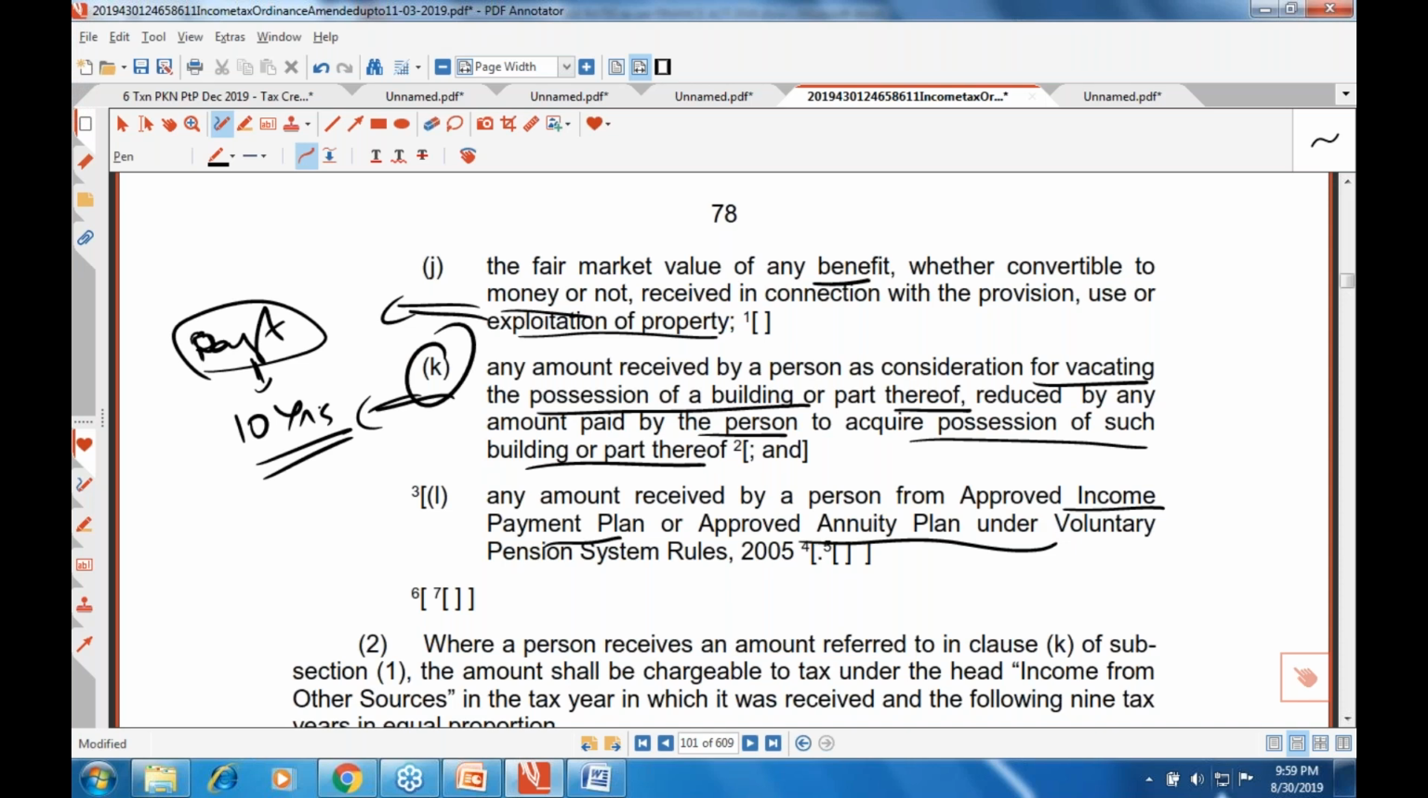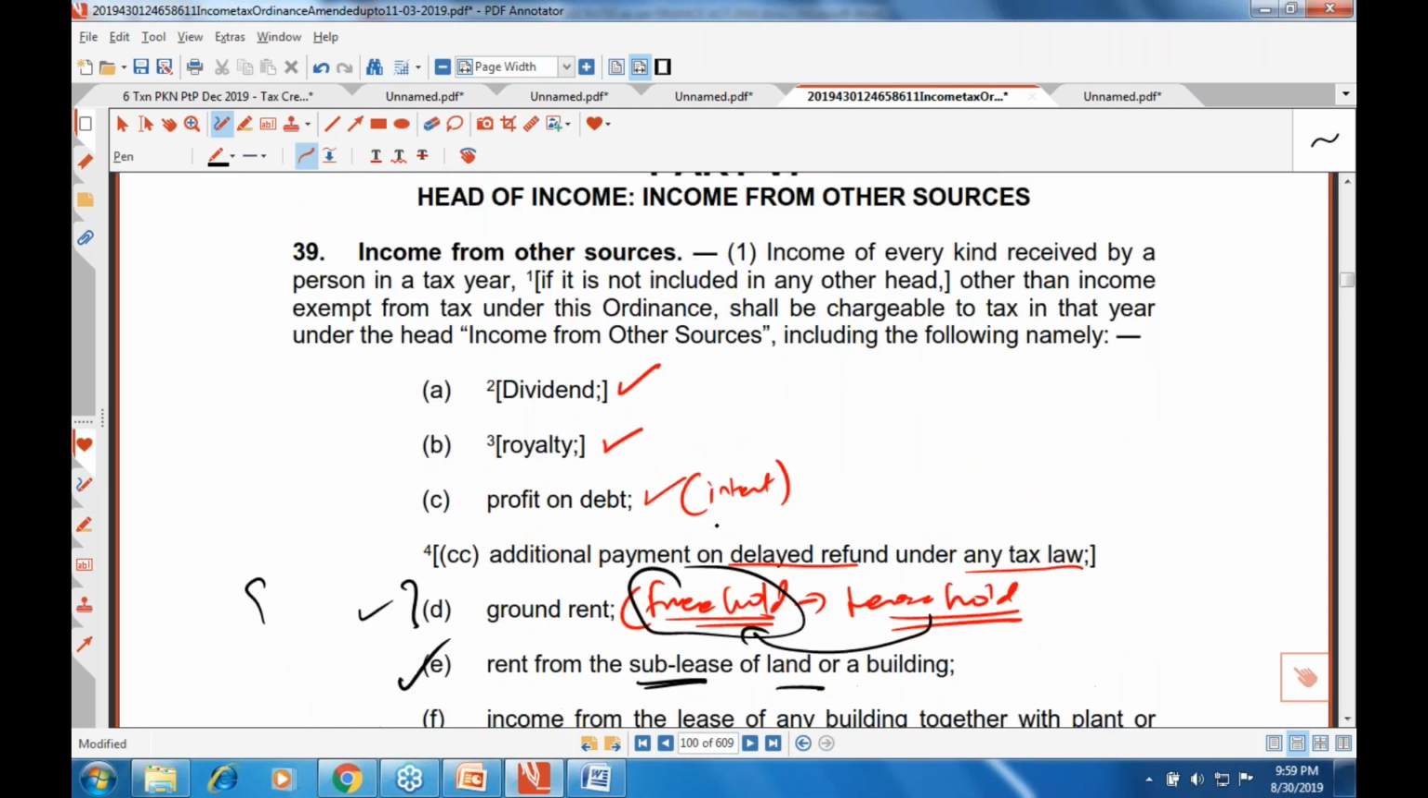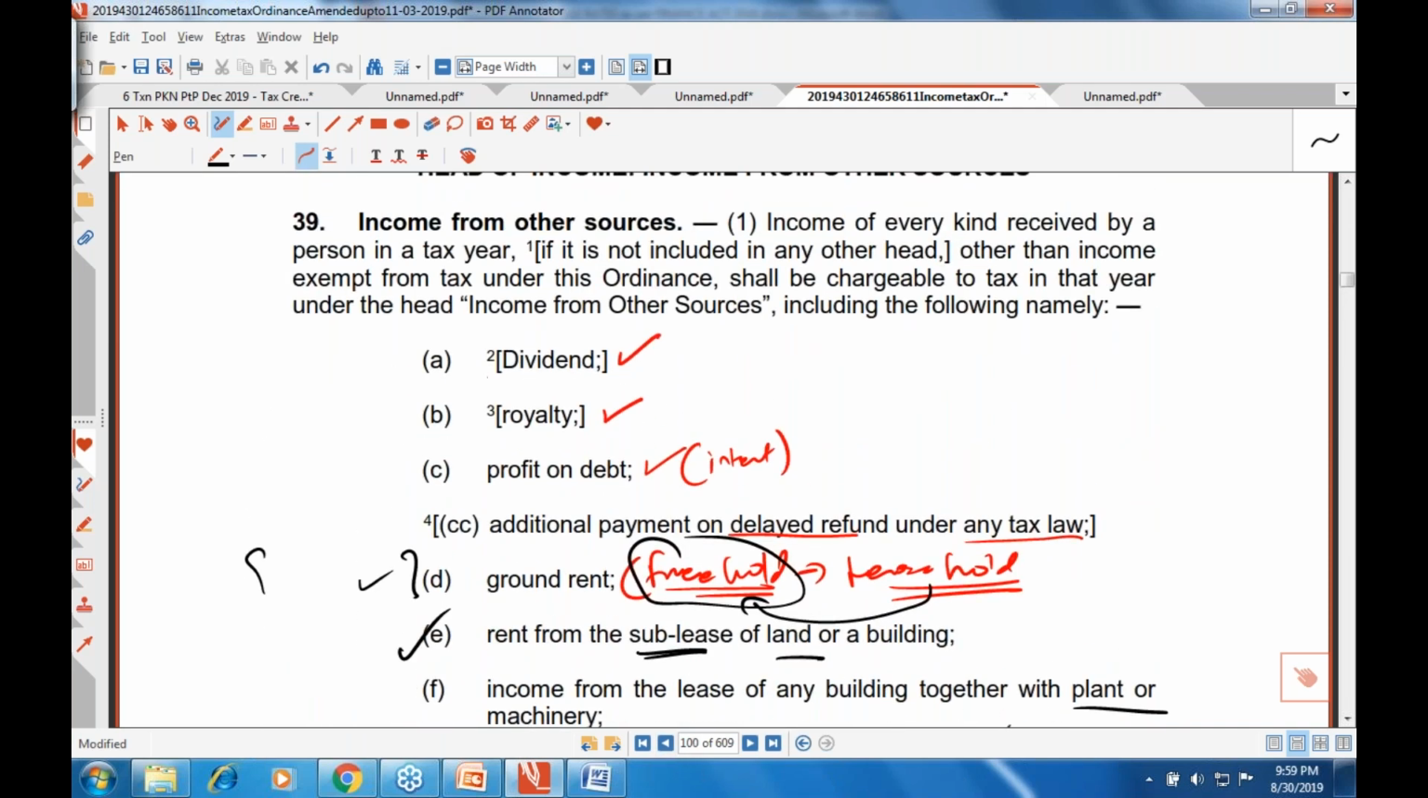So you get the concept of what income from other source is all about. Now let's see. We are told that income from other source means income of every kind received by a person in a tax year. If it is not included in any other head, then it shall be chargeable to tax in that year under the head income from other source. A very important point is that income from other source is taxed on a cash basis, or on a receipt basis.